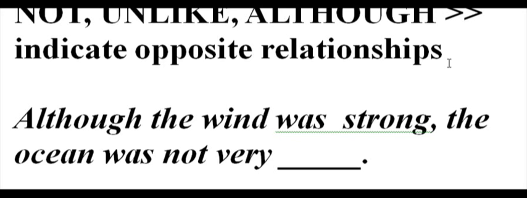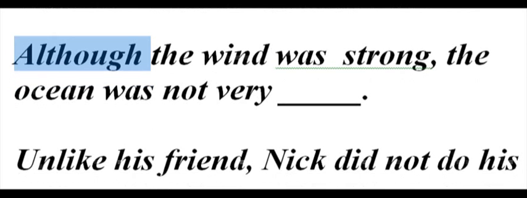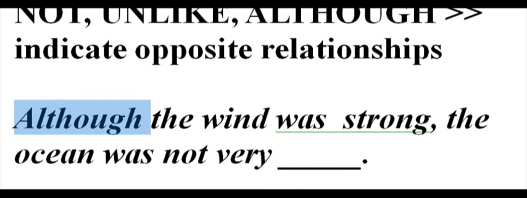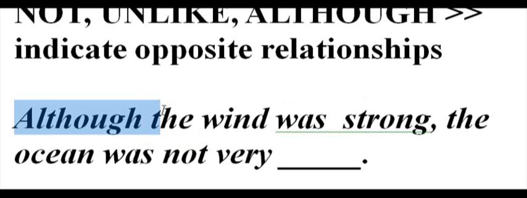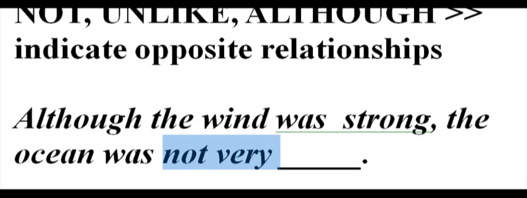Although the wind was strong, the ocean was not very blank. So we have the word not, and we have the word although. So the relationship between the wind and the ocean is going to be an opposite relationship. Although the wind was strong, the ocean was not very powerful. That's one word that makes sense here. I came up with this question, so I didn't give it any answers. But the wind has to be related to the ocean in an opposite kind of way. So although it was strong, the ocean was not very powerful.